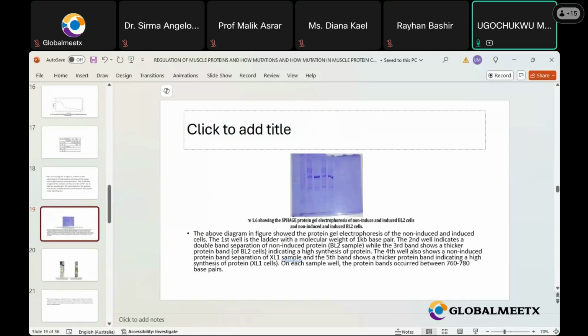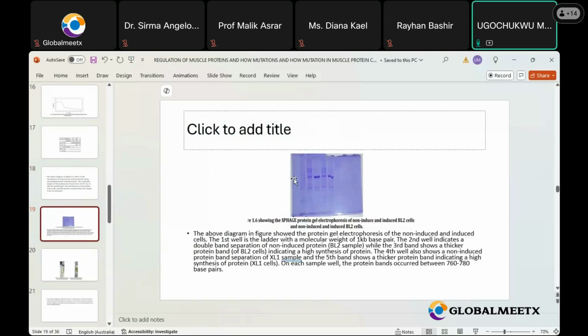The next slide shows the protein gel electrophoresis of non-induced and induced BL2 cells and non-induced and induced XL1 cells. If you can look at the slide, the first well is a ladder with a molecular weight of 1 kilo base pairs. The second well indicates a double band formation of non-induced proteins, such as BL2 samples, while the third band shows a thicker protein band of BL2 cells, indicating a high synthesis of proteins.